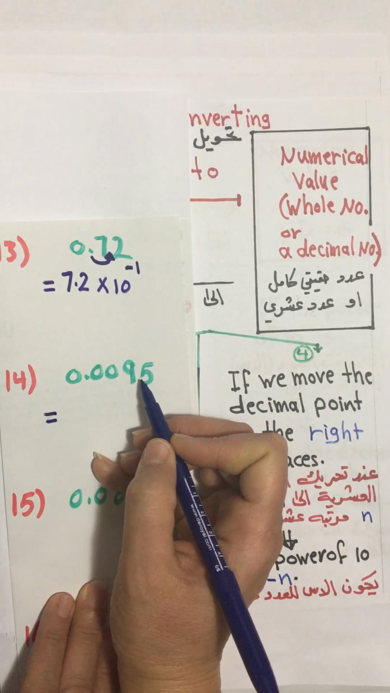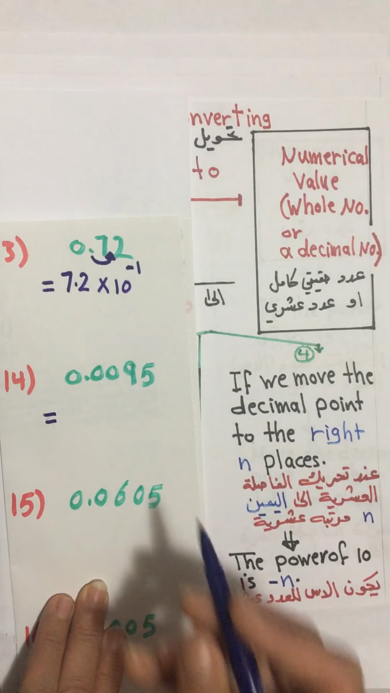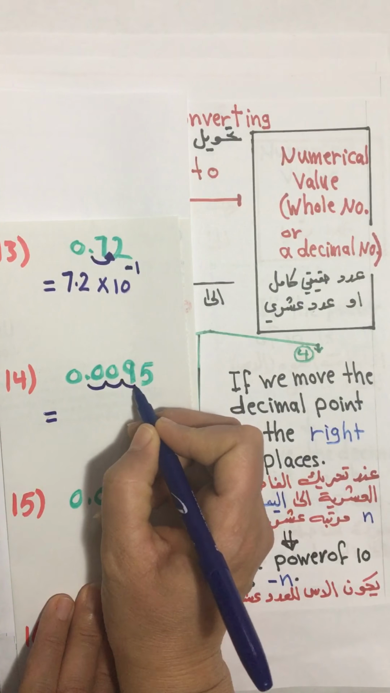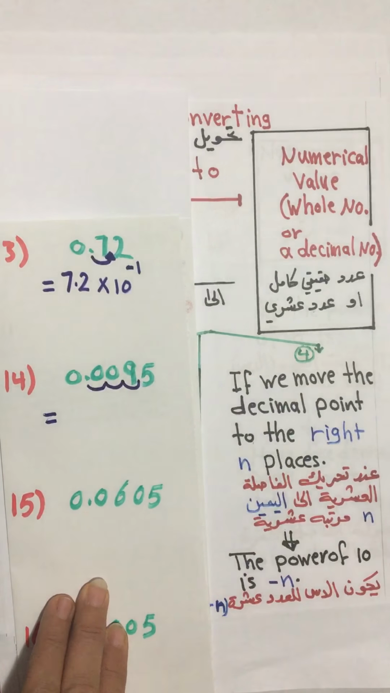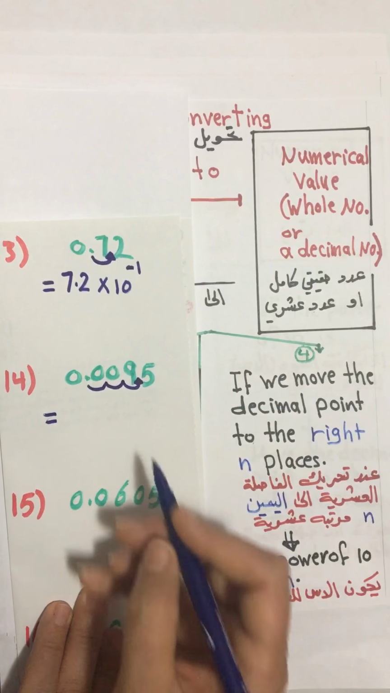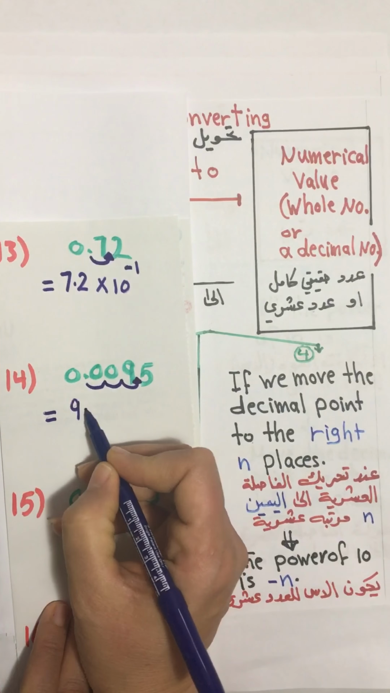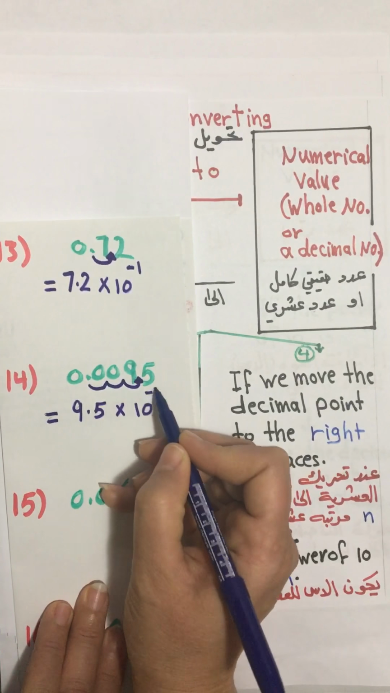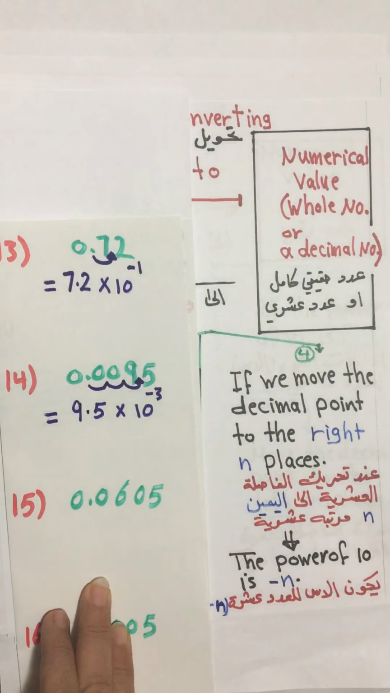9.5. So I can move the decimal to the right 1, 2, 3 places. So this will be 9.5 times 10 to the power negative 3.